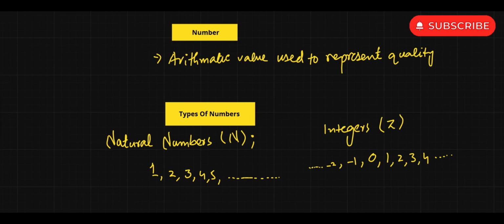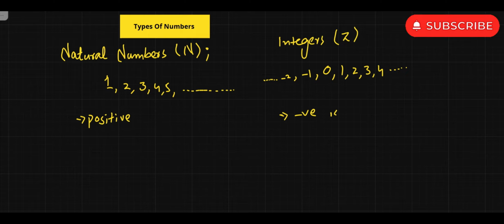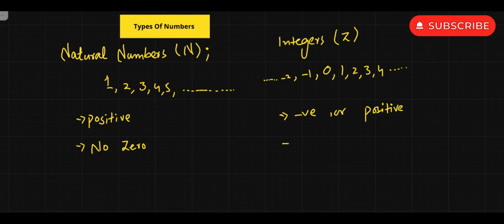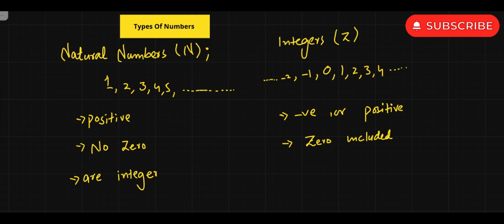There is a clear difference between the natural numbers and the integers. Natural numbers are always positive, while the integers can be negative as well as positive. Natural numbers have no zero, while the integers can have zero. Zero is included. Keep in mind that all natural numbers are integers, but all the integers are not natural numbers.